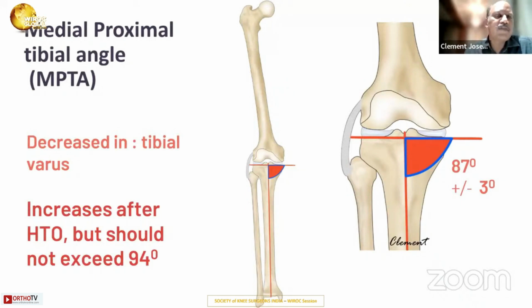The first of them is the MPTA, or the medial proximal tibial angle, which is the angle between the mechanical axis of the tibia and the proximal tibial joint surface. The normal value is 87 degrees plus or minus 3. It is always decreased in varus due to tibial causes. And when you're correcting the varus by doing an opening wedge osteotomy, it tends to increase, but it should not be overcorrected. Ideally, it should stop at around 94 degrees.